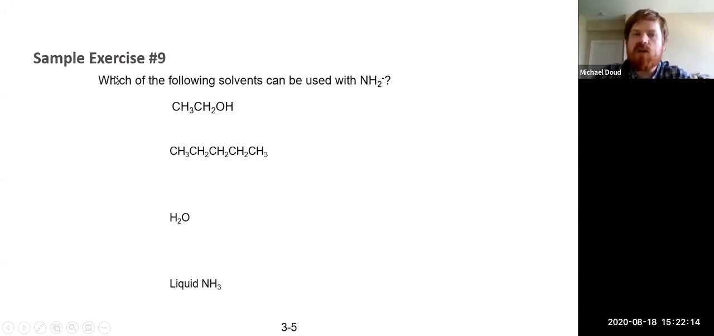And this is the question: which of the following solvents could be used with NH2-? The way you want to answer this question is to draw a proton transfer reaction involving the solvents listed here: ethanol, pentane, water, and ammonia. Then figure out which position of equilibrium is favored. Is it the products, which contain the leveled base, or the reactants, which contain our NH2 minus, which is what we want to use? So go ahead and do that. We'll do it together on the sample exercise video, but you can pause the video here and try to come up with your answers now.